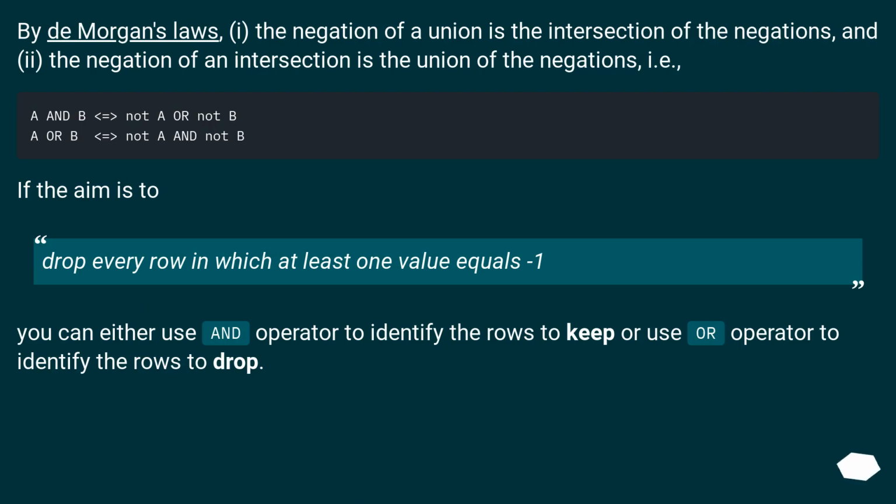By De Morgan's laws, 1, the negation of a union is the intersection of the negations, and, 2, the negation of an intersection is the union of the negations. If the aim is to drop every row in which at least one value equals -1, you can either use the AND operator to identify the rows to keep or use the OR operator to identify the rows to drop.